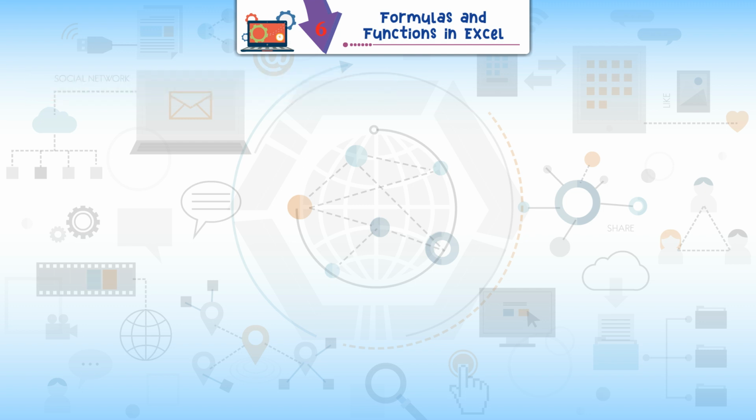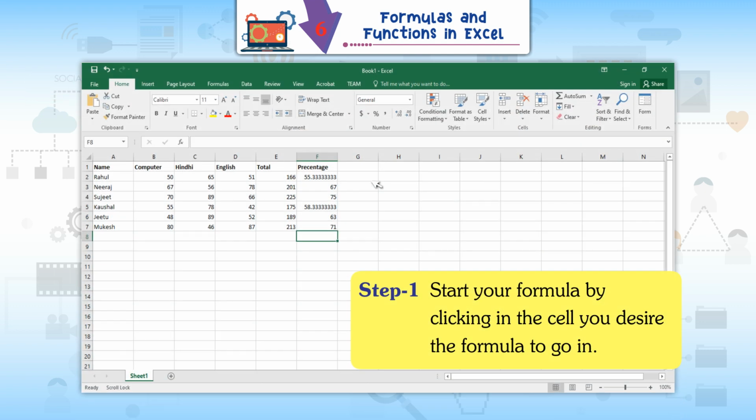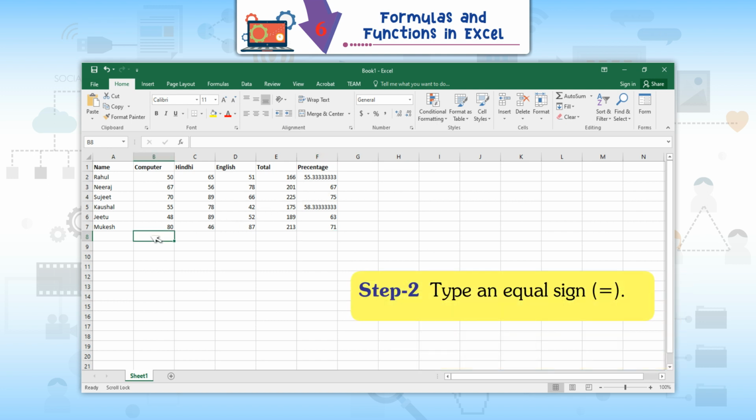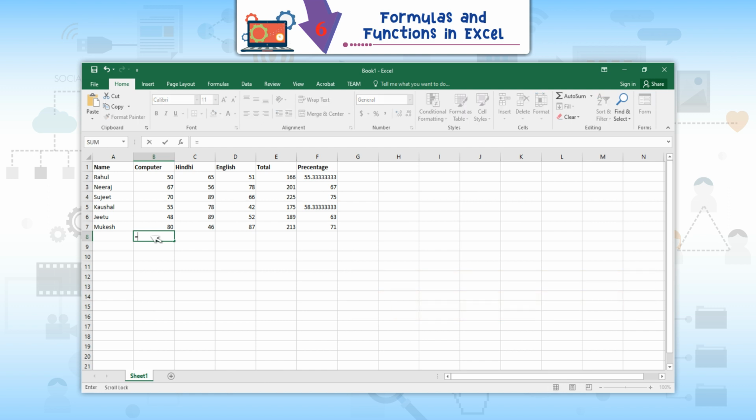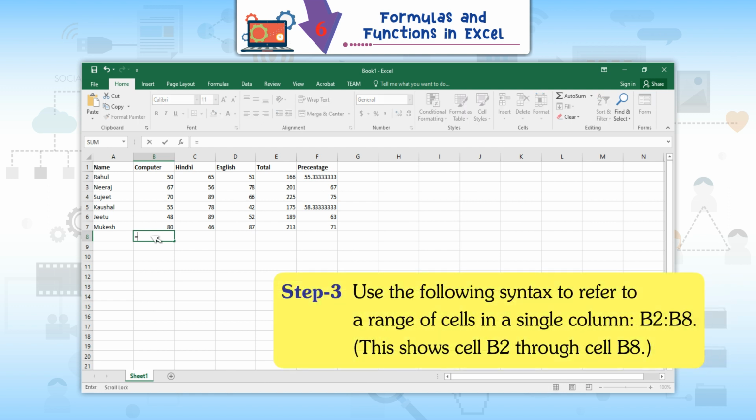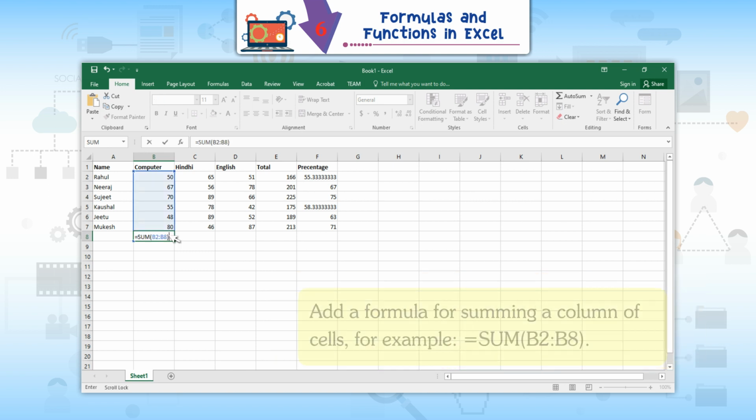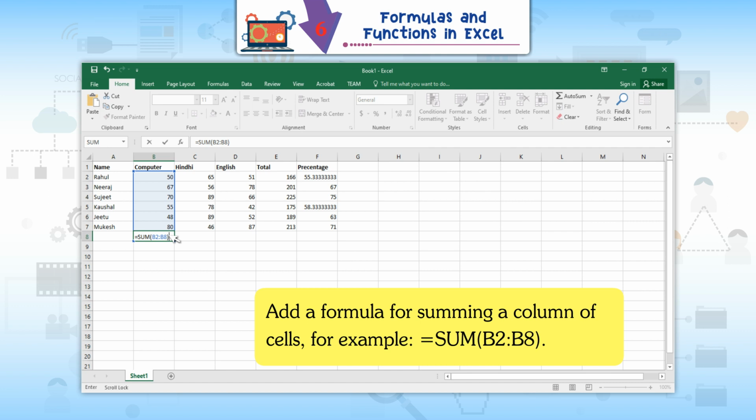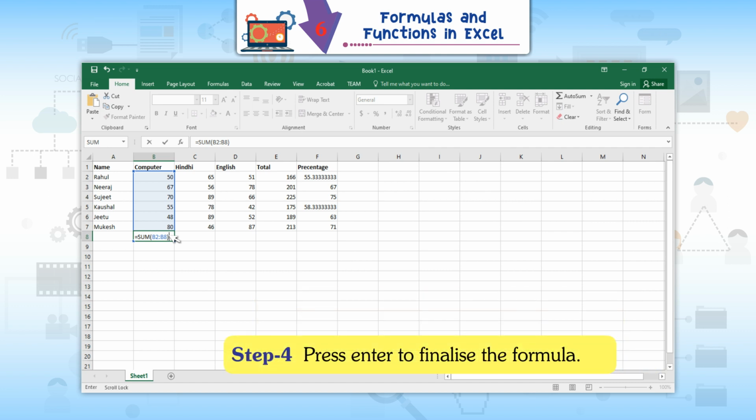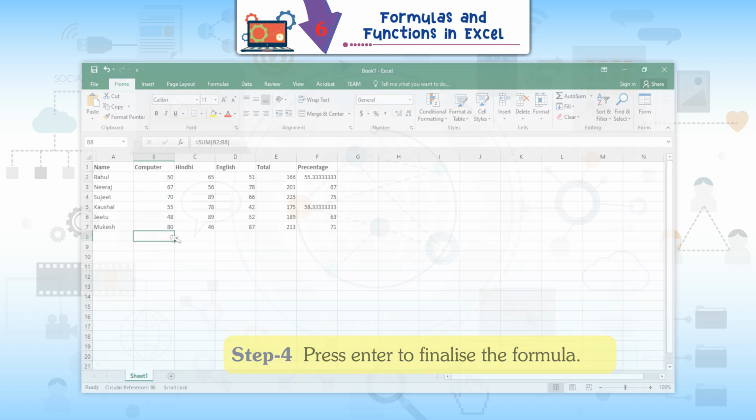Using ranges in formula. Step 1. Start your formula by clicking in the cell you desire the formula to go in. Step 2. Type an equal sign. Step 3. Use the following syntax to refer to a range of cells in a single column: B2:B8. This shows cell B2 through cell B8. Add a formula for summing a column of cells, for example, =SUM(B2:B8). Step 4. Press Enter to finalize the formula.